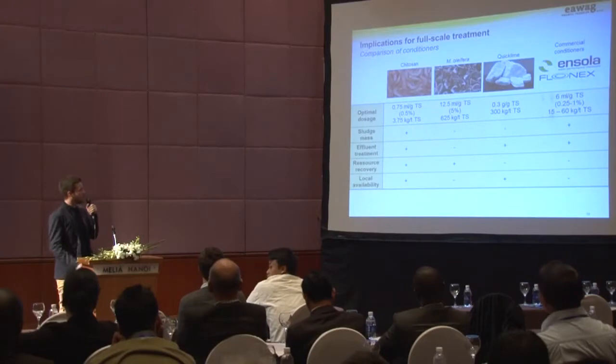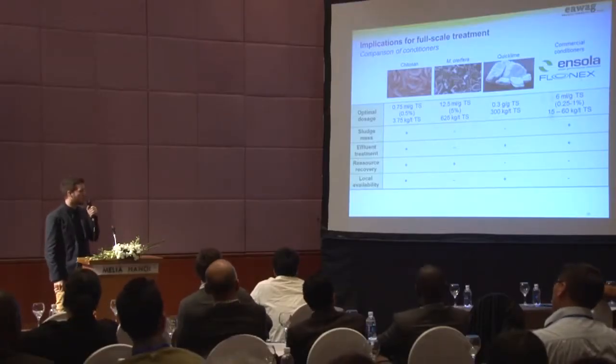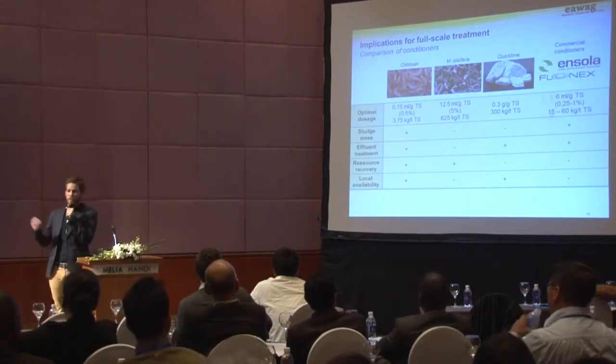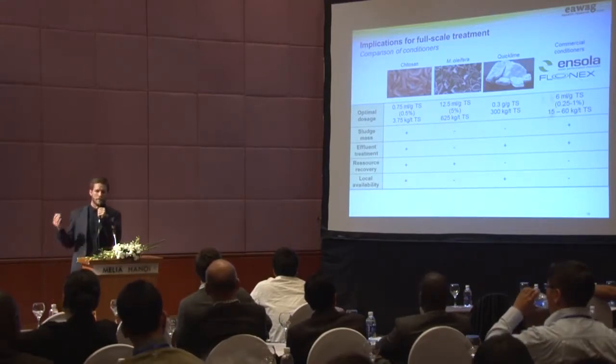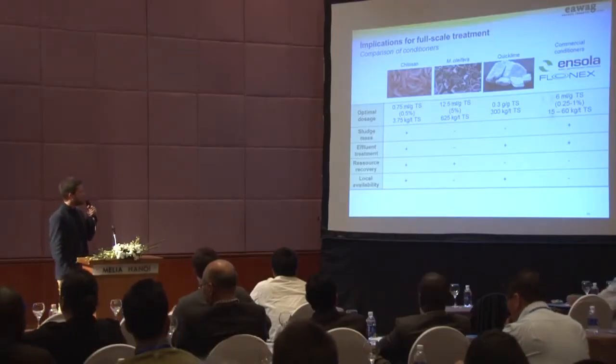As you can see at the top, there are the different dosages required for conditioning, so around 4 kilograms per ton total solids for chitosan, and 625 for Moringa oleifera. These quantities, at least for centralized fecal sludge treatment in urban areas, so let's say above 300-400 cubic meters a day, are not available at the moment. If a demand can be created, maybe it could be available in the future, but it's not available now. This was different for chitosan.